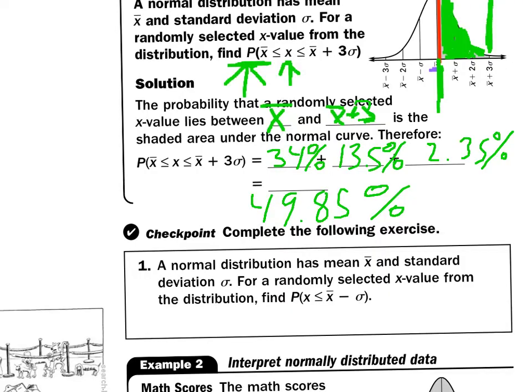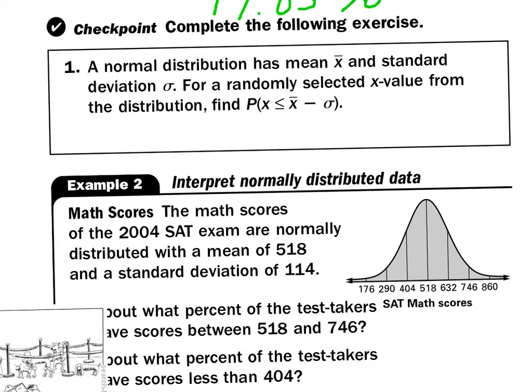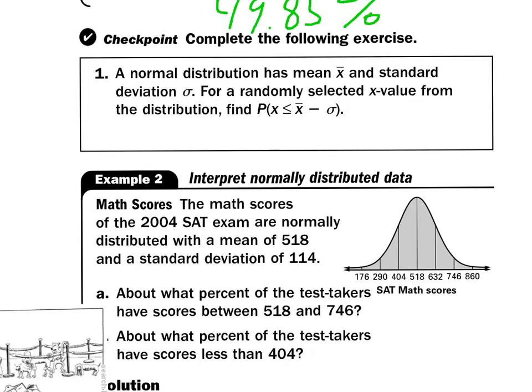Let's take a look at the checkpoint, see if you guys can come up with one here. Take a moment, pause it, and see how you do. All right, welcome back. You want to find the probability that x is less than x bar minus 1 standard deviation. So let's take a look at that normal curve. Let's see if Mr. Emiot can draw it for us here.